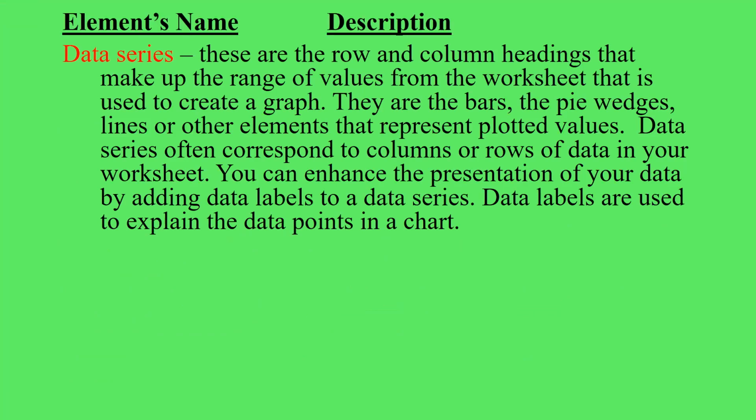The other part is called data series. These are the row and the column headings that make up the range of values from the worksheet that is used to create a graph. They are the bars, the pie wedges, lines or other elements that represent plotted values. Data series often correspond to columns or rows of data in your worksheet. You can enhance the presentation of your data by adding data labels to a data series. Data series or data labels are used to explain the data points in a chart.